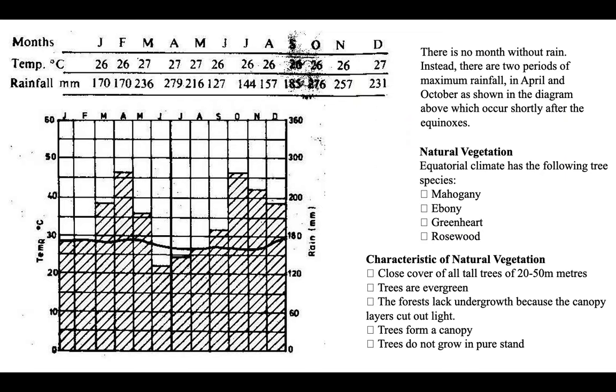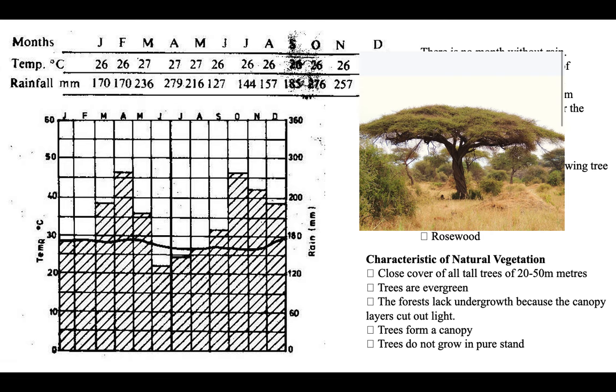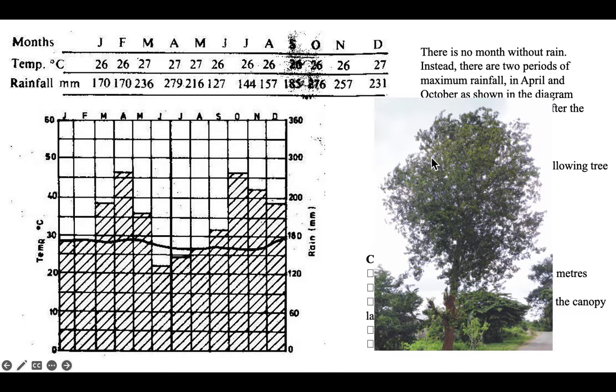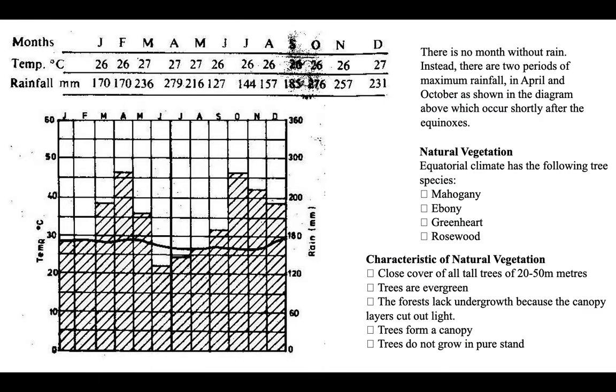Some characteristics of the natural vegetation we can state: all trees are tall, ranging from 20 to 50 meters. Trees are evergreen, so they are always green, as we can see from here. And forests lack undergrowth because the canopy layers cut out light.